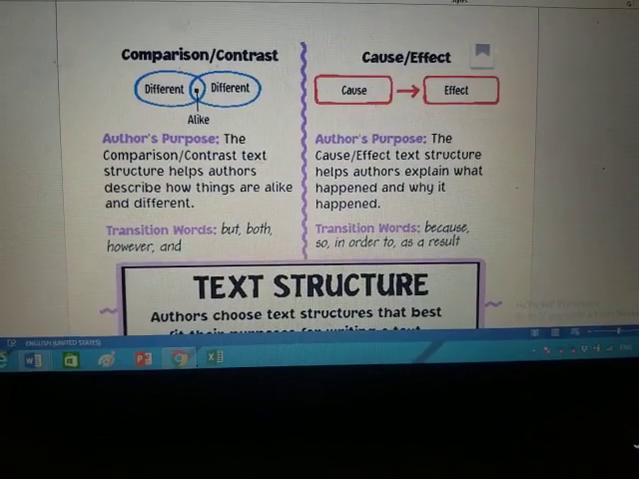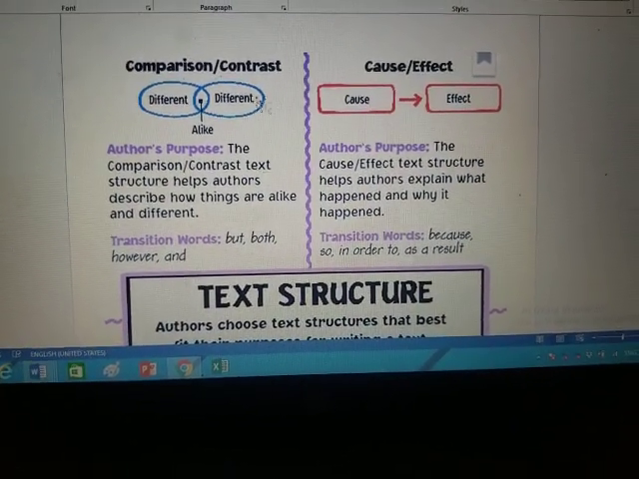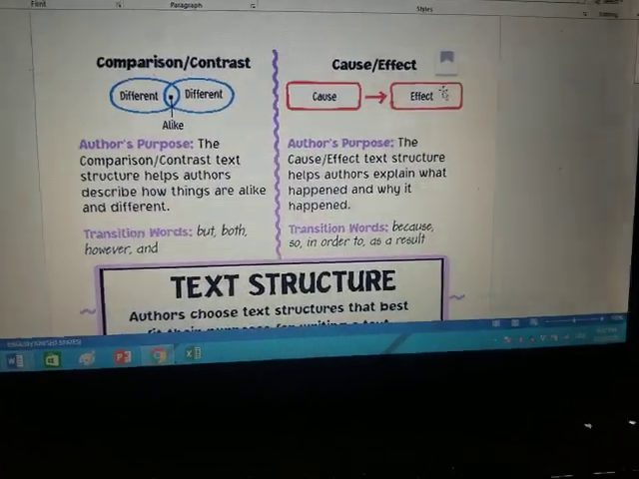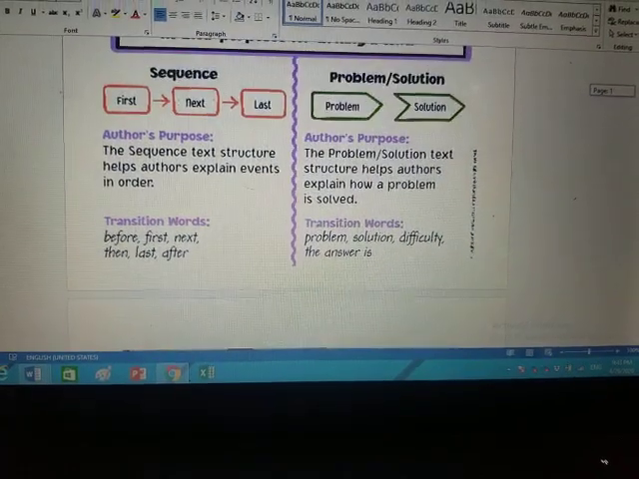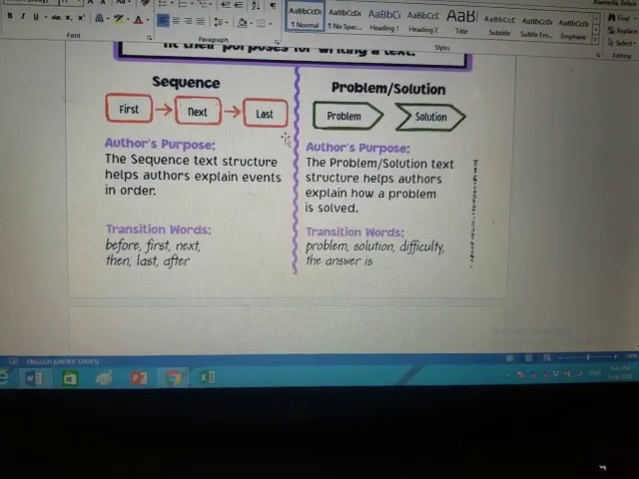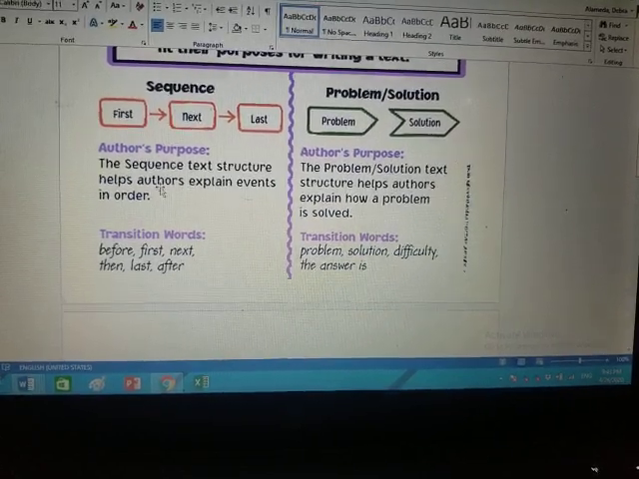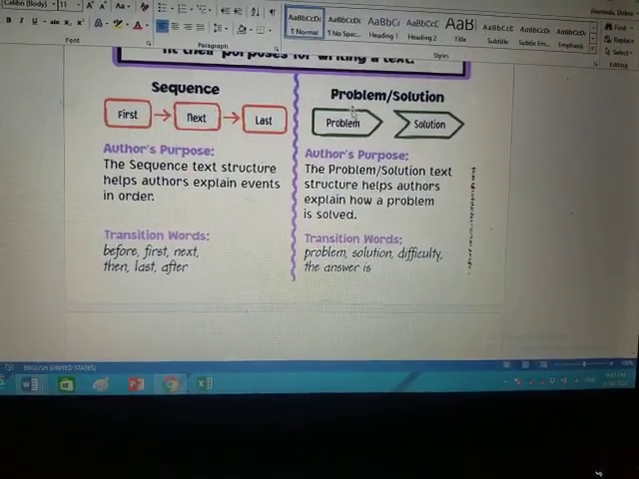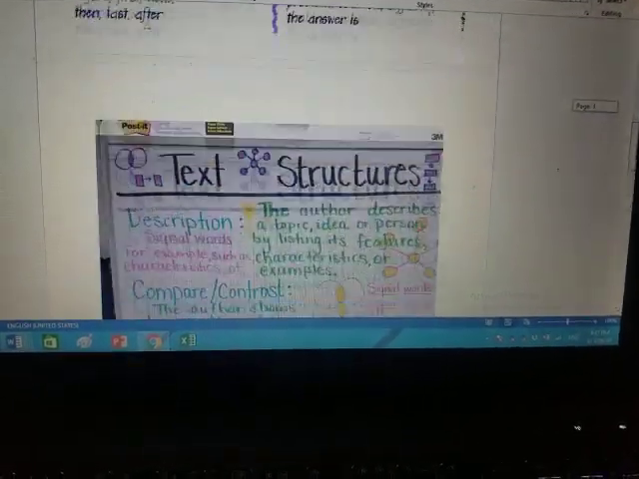Is the story this week, How Did That Get in My Lunchbox, comparing and contrasting different things? Is it telling you some cause and effect? Or is it giving you sequence where they're telling you first this happens, next this, then that? That's usually like biographies, right? Or is it telling you a problem and solution? Then there's another way you could look at it.